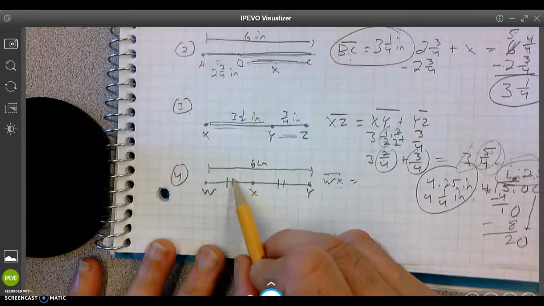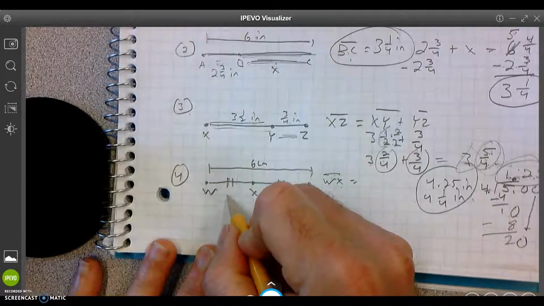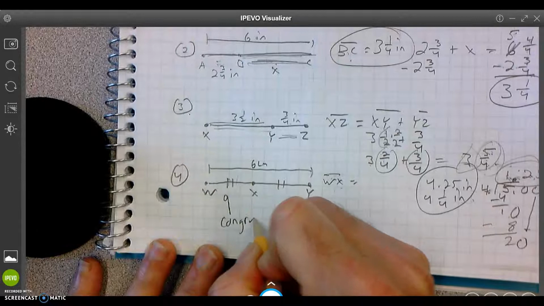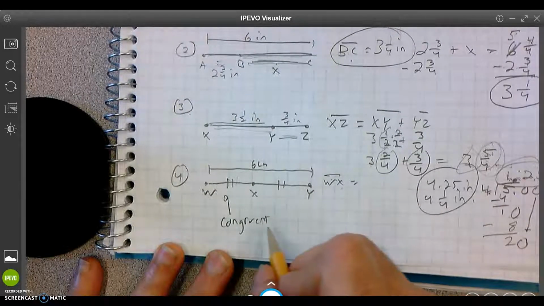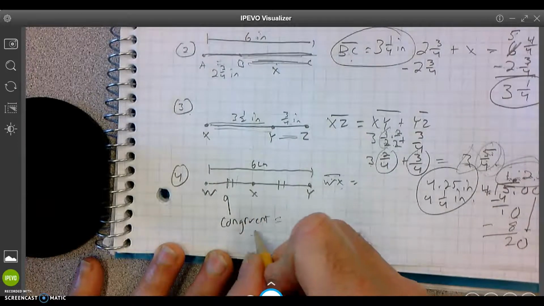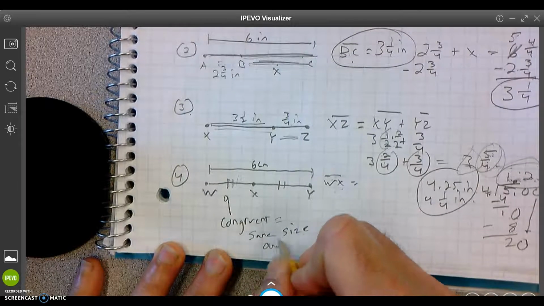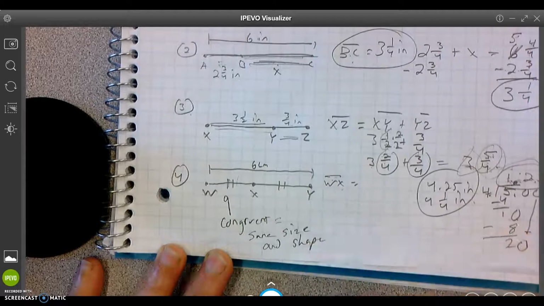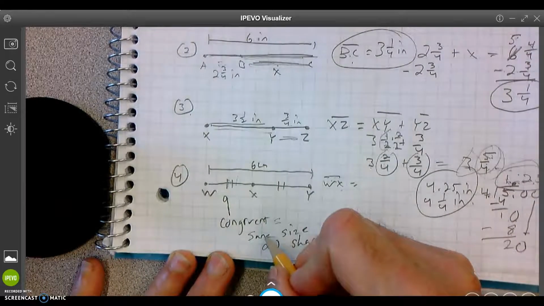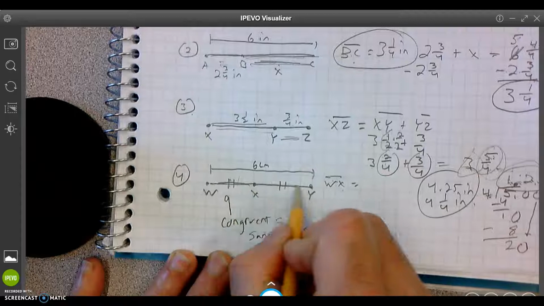Cool. All right, WX. So these marks here, what do they mean? That means congruent. Congruent means the same size and shape. Write this note to yourself. So same size and shape. So that would mean that this equals this.